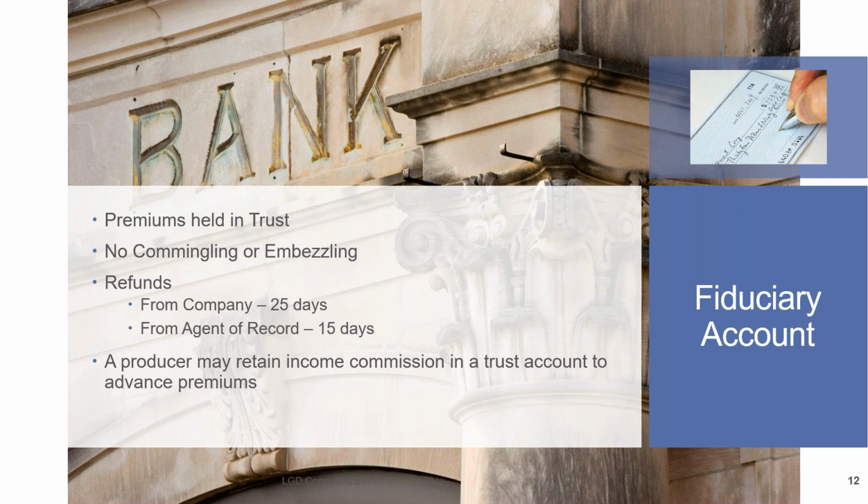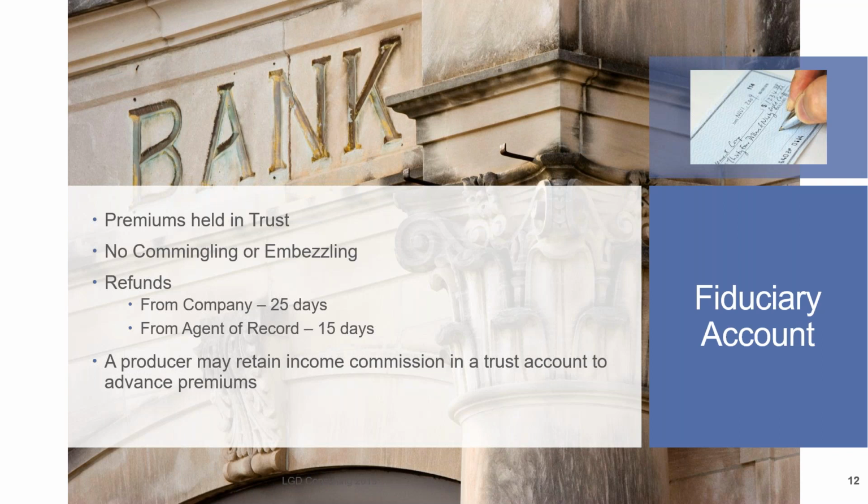But you're the agent of record. This is your client. And so if your customer cancels out, your insurance company may actually give you, the agent of record, that client's premium refund. Once you get this client's money, you need to pay it back to that client within 15 days of you receiving it from the company, okay?